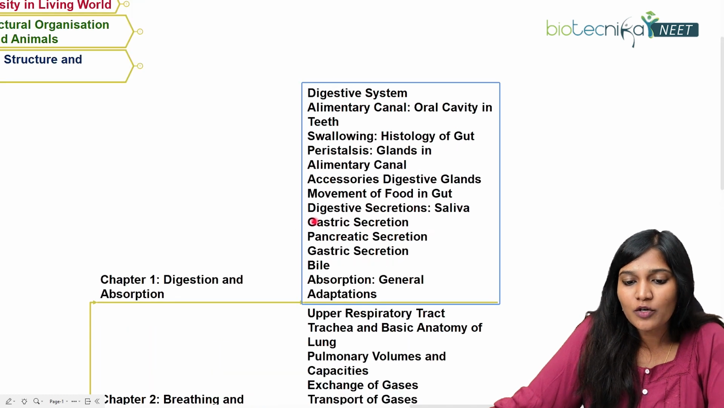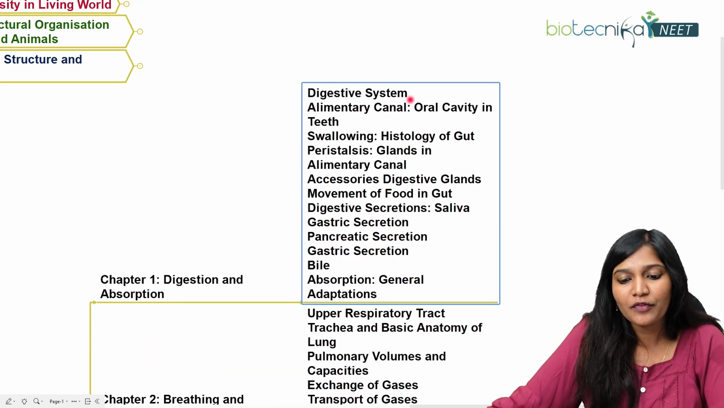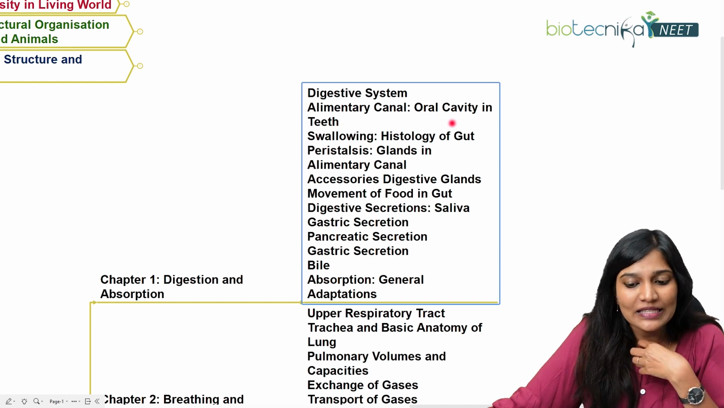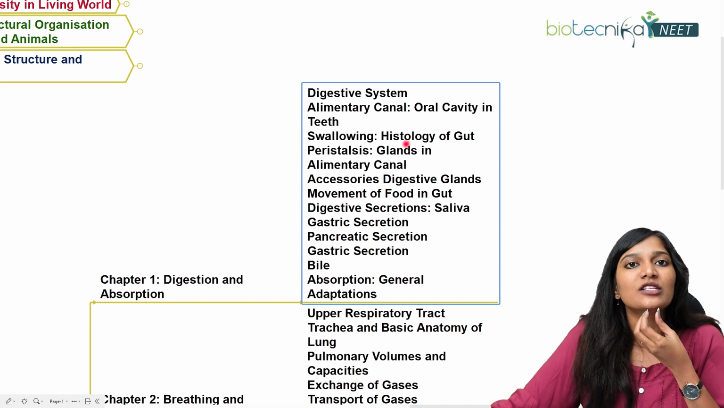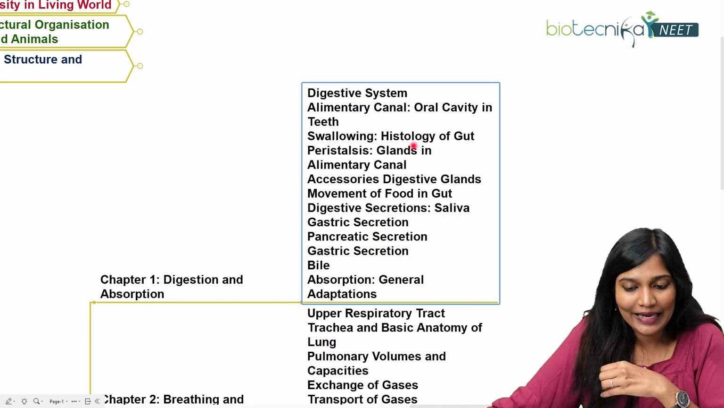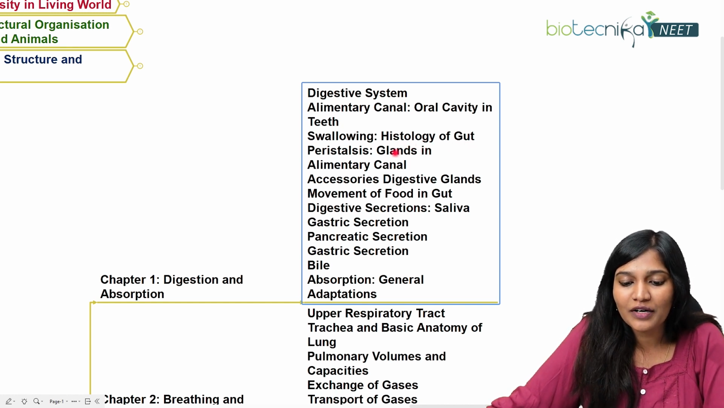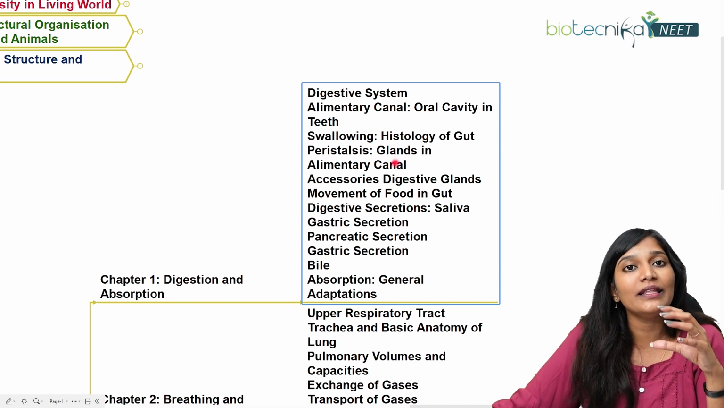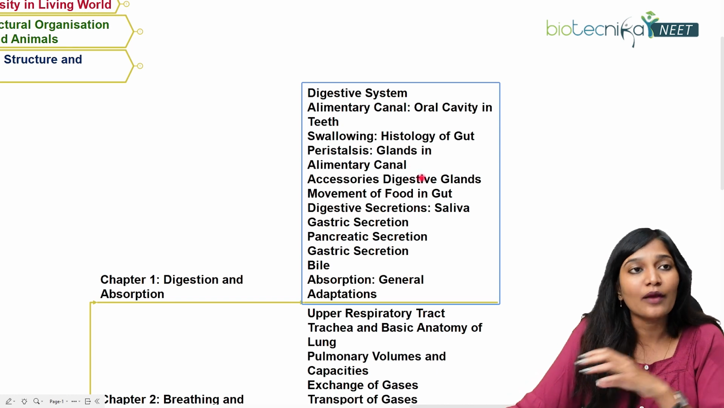In digestion and absorption, we'll be studying the digestive system. First, the alimentary canal. You have to study the dental formula, that is, the oral cavity and the teeth. And then you have to study the structure starting from the upper tract all the way till the anus. And what is the histology of the gut? Very specifically, you have to study the swallowing pattern. Most importantly, the glands which are present in it, and what are the glands?